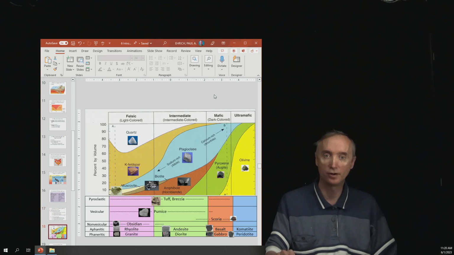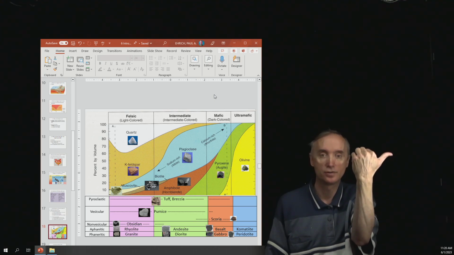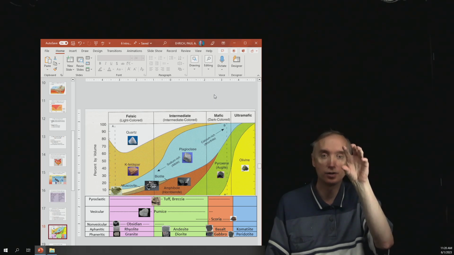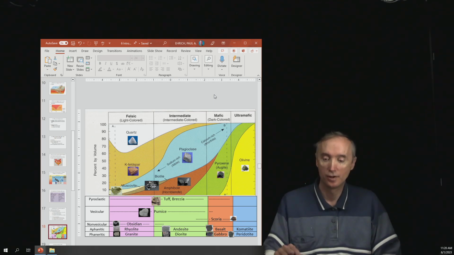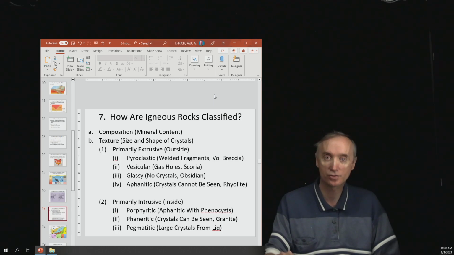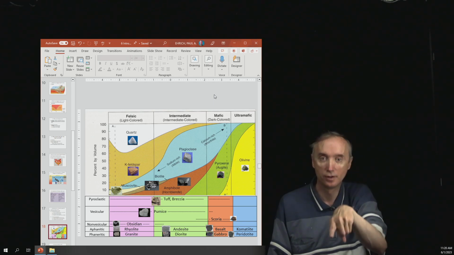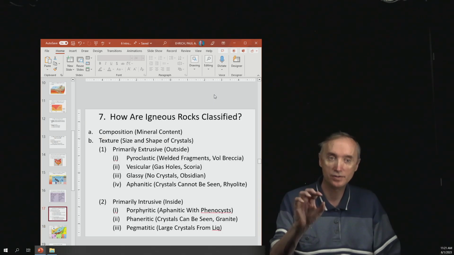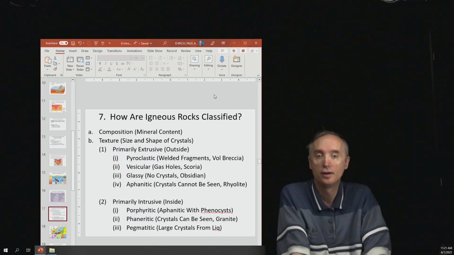So in this chart here, the mineral content is going sideways. Those are the different minerals that are going to be located inside of those igneous rocks. Okay, then you have the different textures, and the textures are the things that are going up and down on the chart. So you notice it says pyroclastic, vesicular, okay? And that's going to be these definitions right here. So let's go through these different definitions.